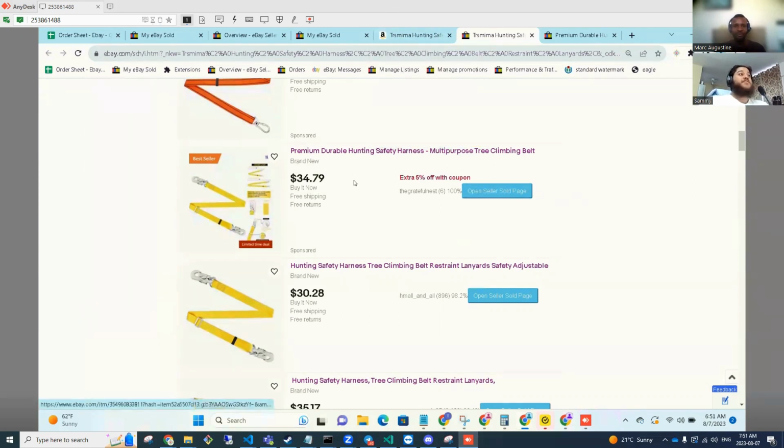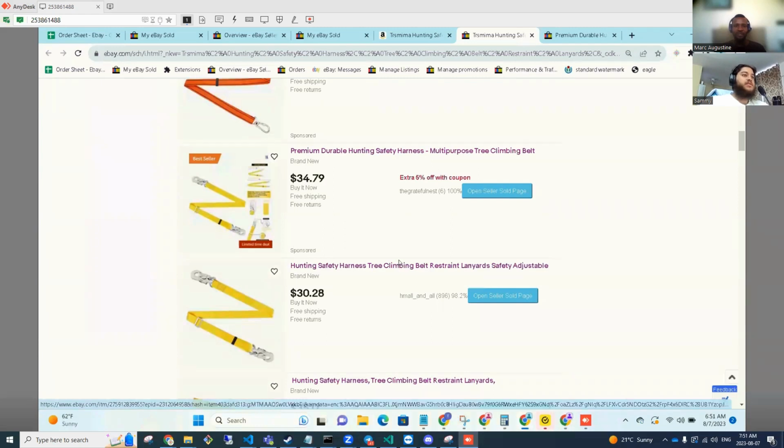Fair enough. So this one says: premium durable hunting safety harness, multi-purpose tree climbing belt, hunting safety harness, tree climbing belt, restraint, lanyard, safety adjustable. Just reading this title makes me feel a lot more confident about this item. Premium durable hunting safety harness, multi-purpose tree climbing belt.